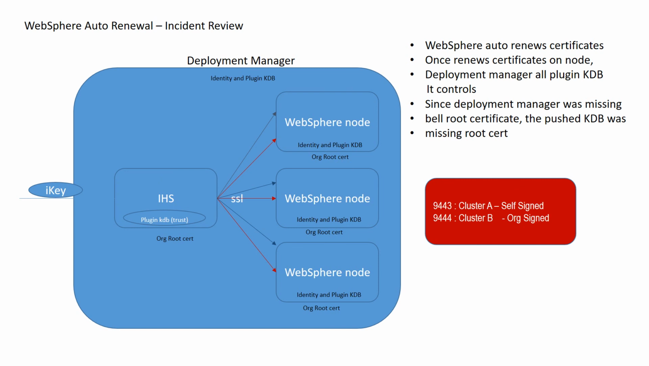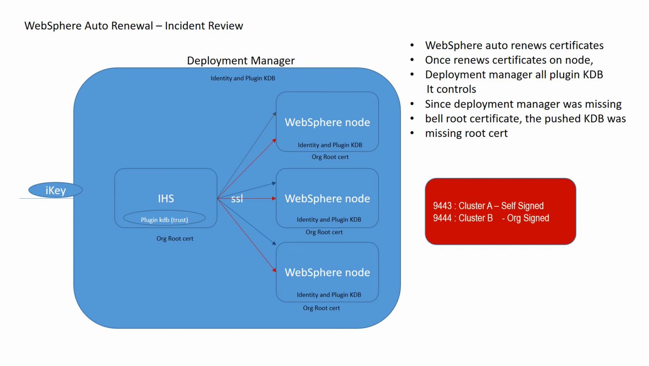Somebody had imported the org root certificate into the IHS, bypassing the deployment manager. So this resulted in the IHS not having the root certificate, and hence it did not trust the certificate presented by the WebSphere nodes. So this caused an outage of cluster B.